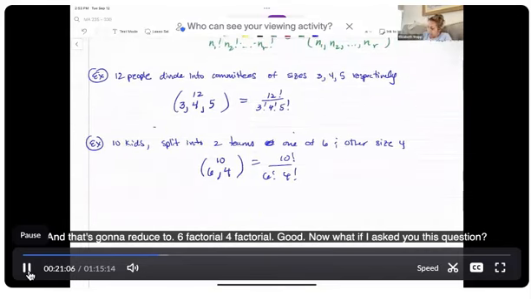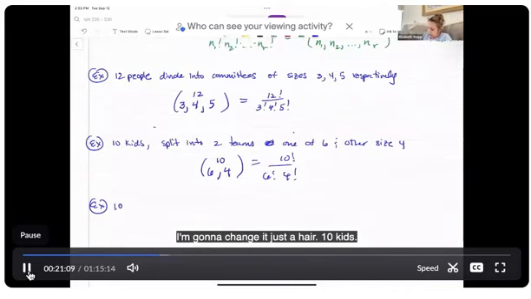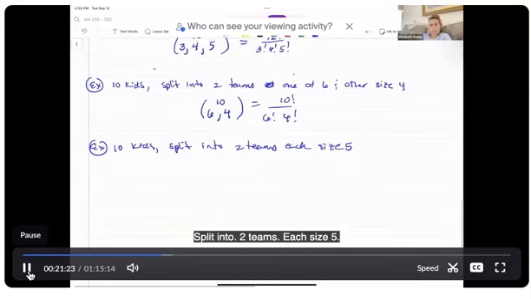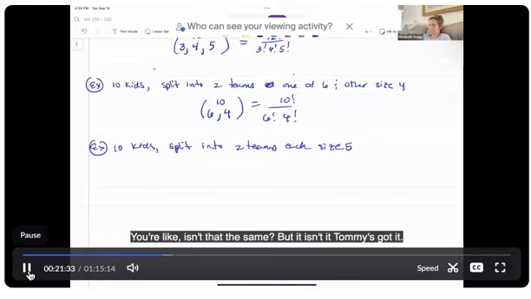Now, what if I asked you this question? I'm going to change it just a hair. 10 kids split into 2 teams, each size 5. You're like, isn't that the same? But it isn't, and Tommy's got it.